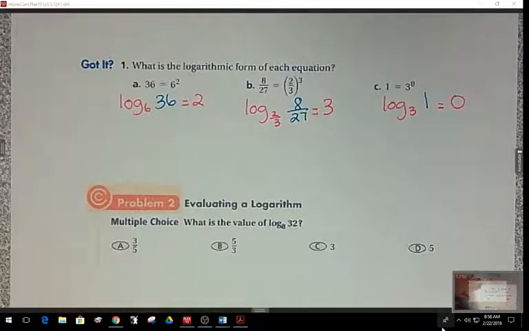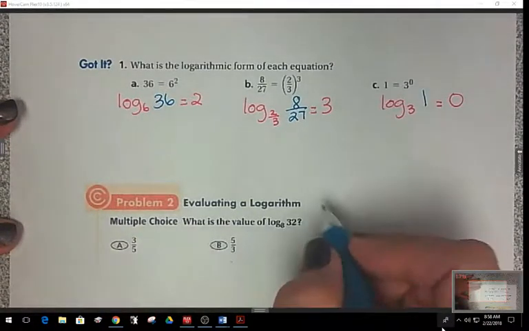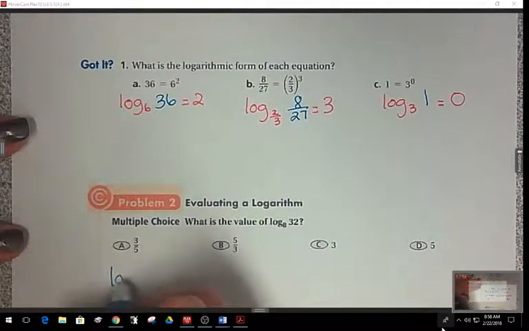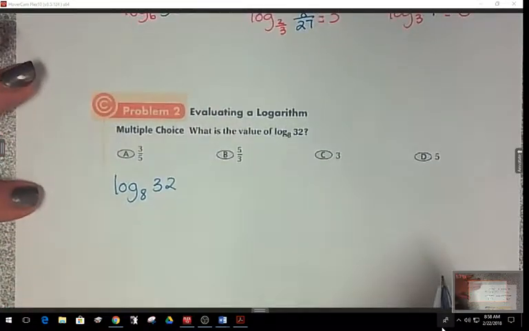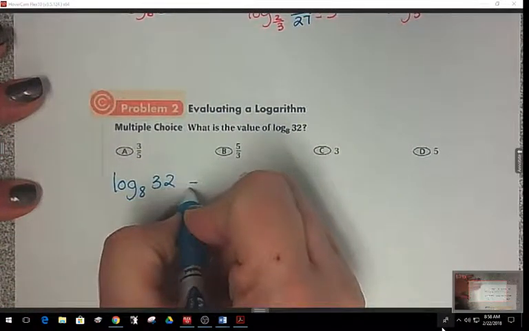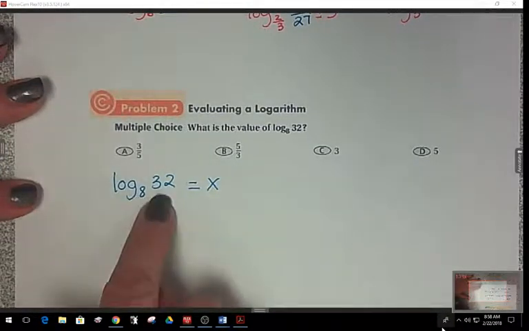So now, with problem 2, we're going to learn how to evaluate a logarithm. And there are several different ways to do this, and we're going to learn about them over the next couple of sections. But for today, in this problem, when they want to know the value of log base 8 of 32, I'm going to rewrite this. And I want to know the value of that. I want to know what it is equal to. So I'm going to set it equal to x, because that's what I'm looking for.